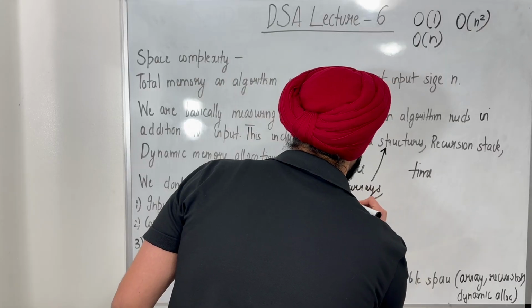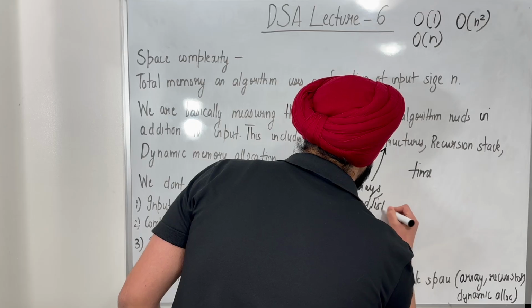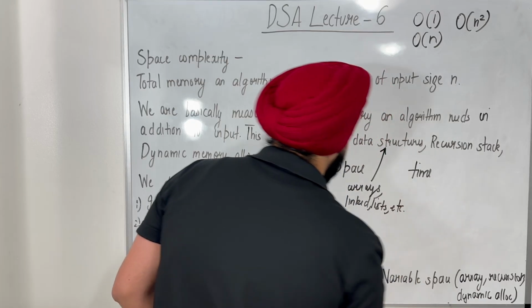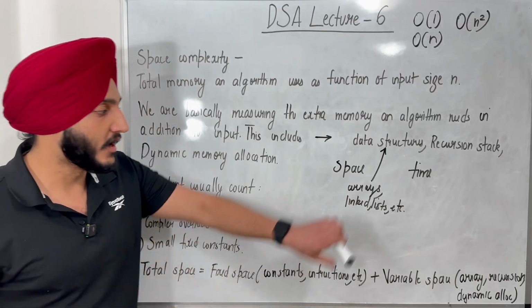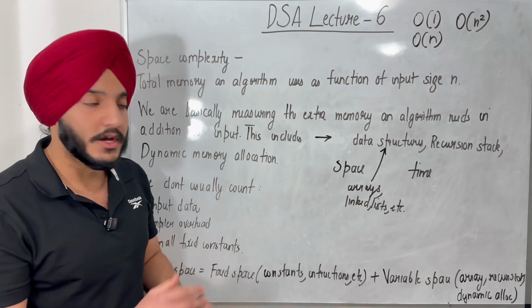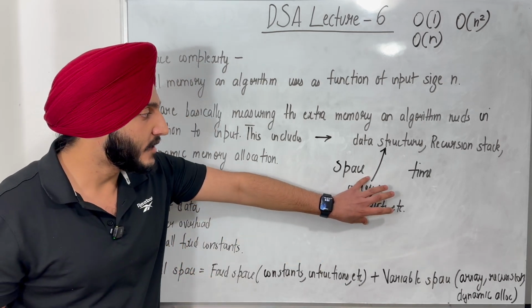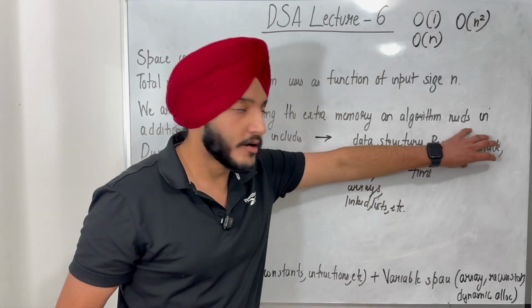It could be linked lists, etc. So the basic idea is maybe your algorithm is using arrays, or maybe it's creating linked lists for performing some calculation. In that case, that would basically affect the extra memory we need. Recursion stack, I'll try to explain what this means.